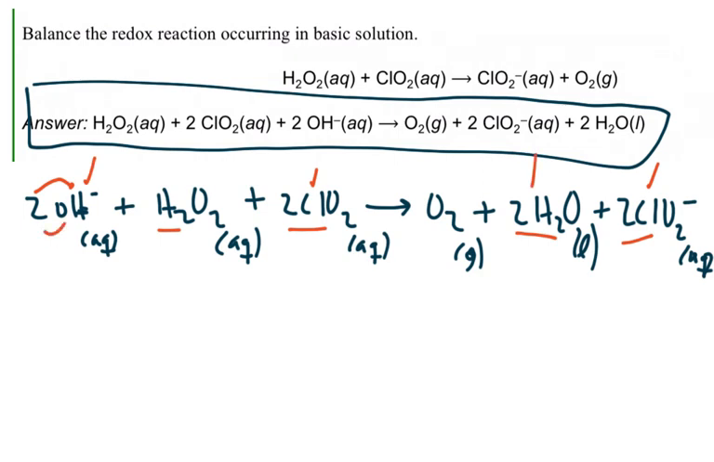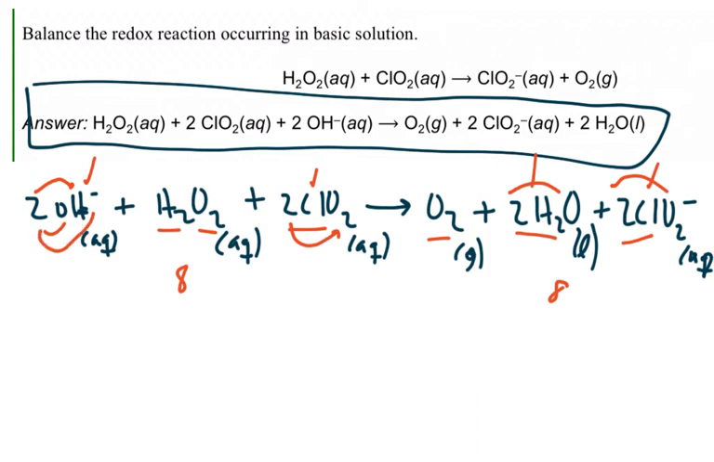We got 2 oxygens here and 2 more here. That's 4. Plus another 4. I see 8 oxygens. We got 2 here plus 2 more over here. That's 4. And then 2 and 2 is 4. So we have 8 oxygens on this side. So that looks good. The final thing is the charges.